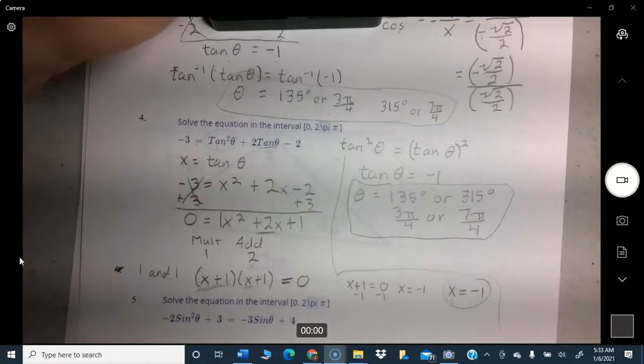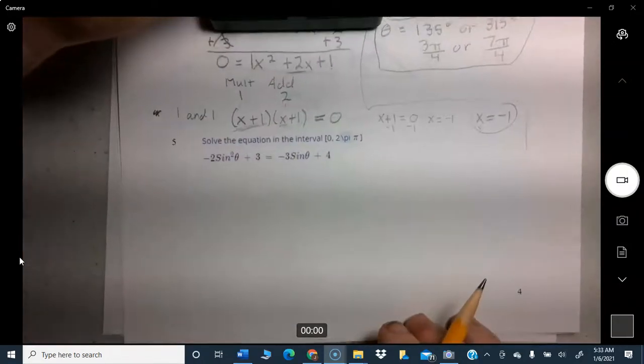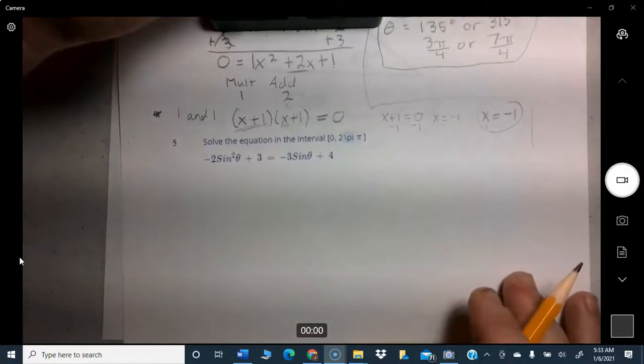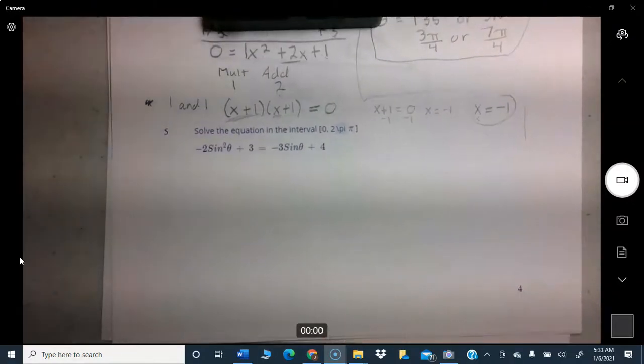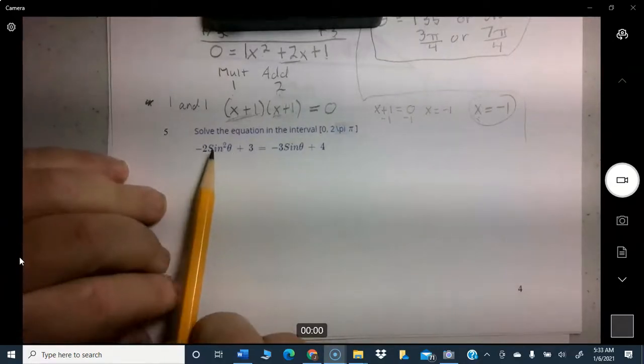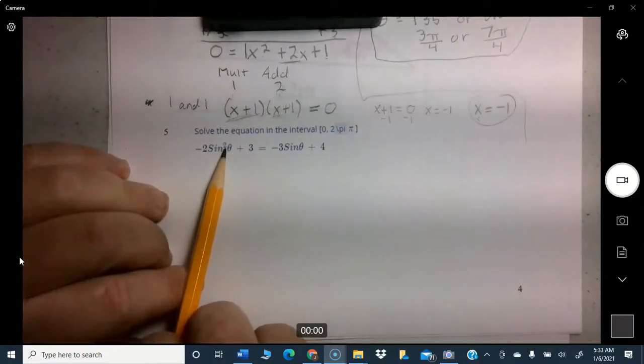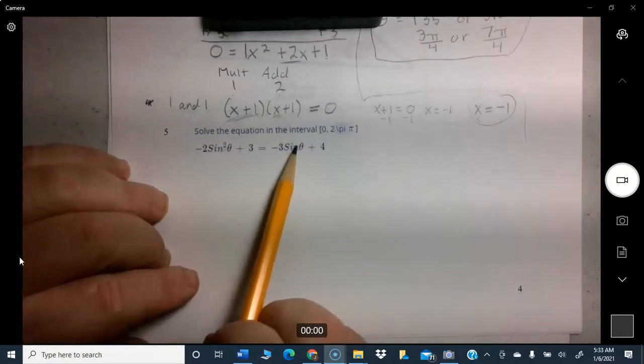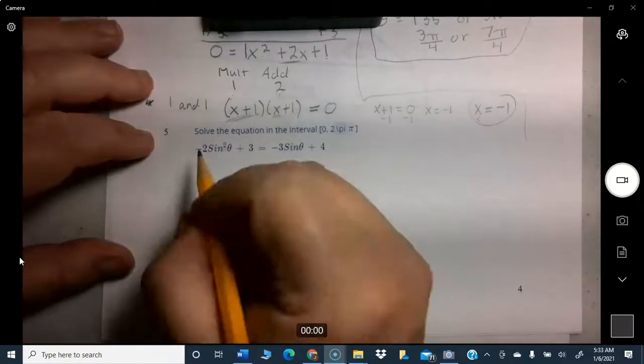Okay, let's move on to number 5. This one's very similar. You really should try to see if you can do this one by yourself, all right? So I'm going to turn this into a quadratic. I see that's going to happen because I have a square there and a non-square there, just a sine. So let's do this.